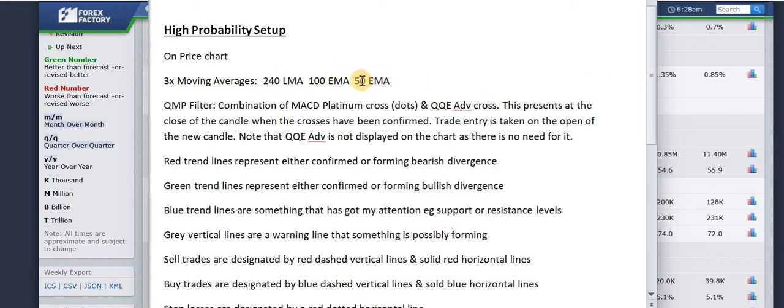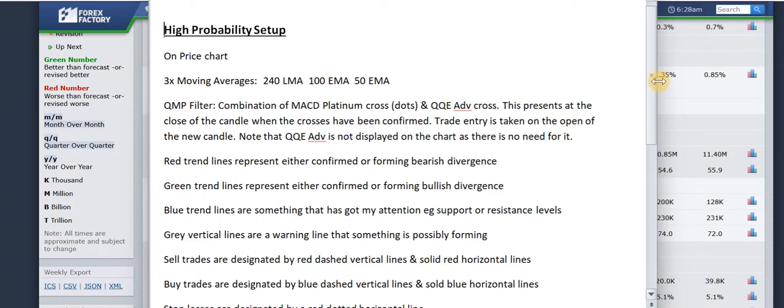So you've got the 3 moving averages, and there's the settings. The QMP filter, that's the red and green dots you see on the price chart. They're a combination of MACD Platinum and the QQE Advanced. The QQE is not displayed in the chart. I don't really need it, so just don't get too concerned about that. But it's a combination of the MACD Platinum and the QQE.